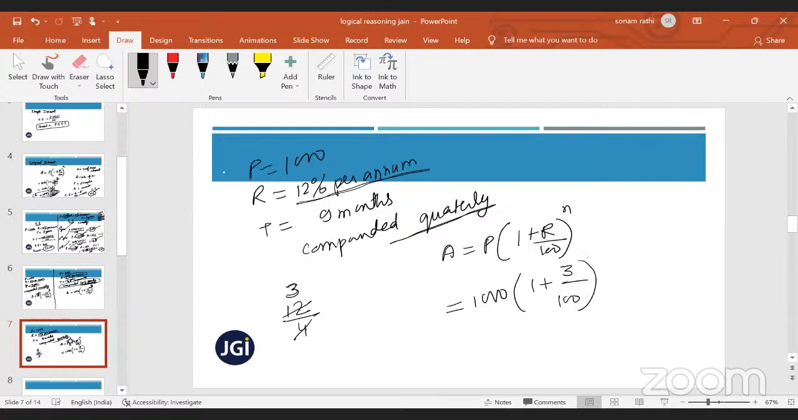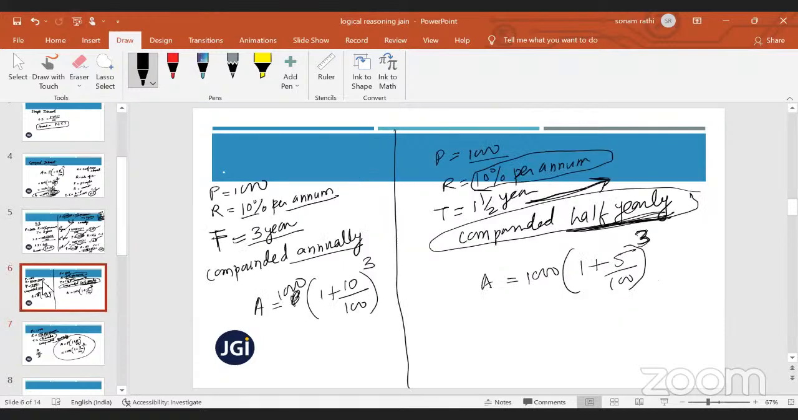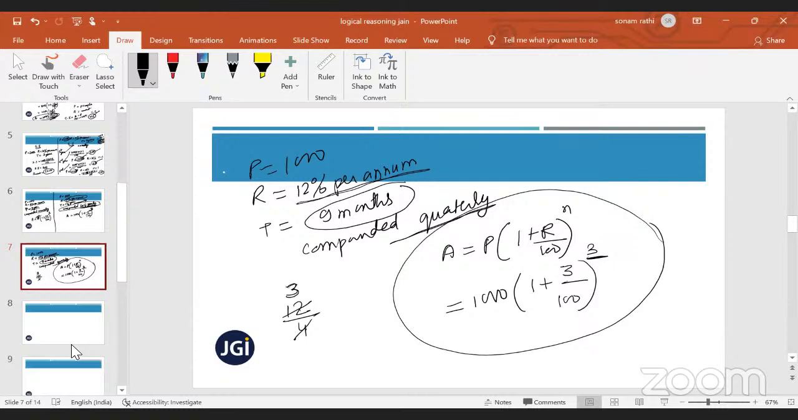And now tell me how much will be n. In 9 months, how many quarters are there? 3 quarters, right? 3 months each. So that's how you will calculate this. Is it clear to everyone? Compounded annually, compounded half yearly or half annually, and compounded quarterly. Right? Yes, ma'am. Okay, let's start solving questions now.